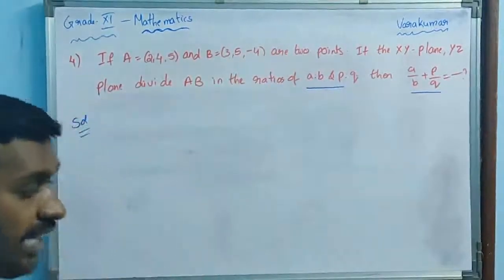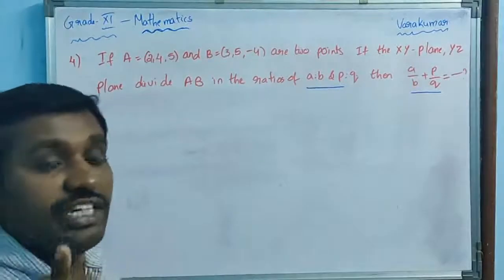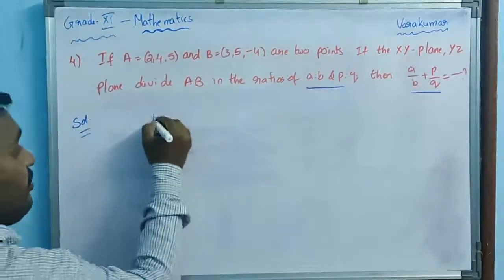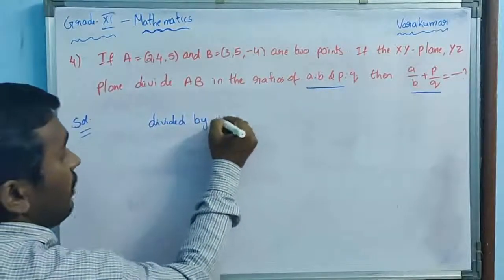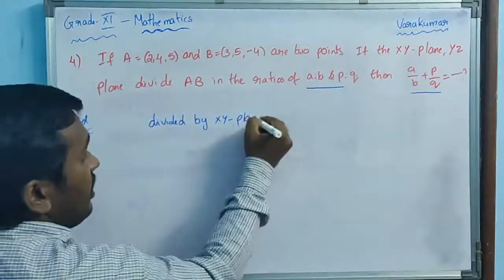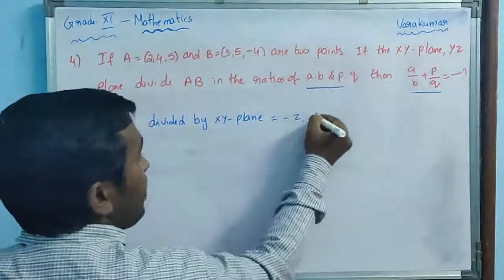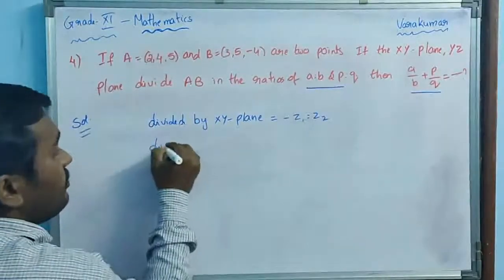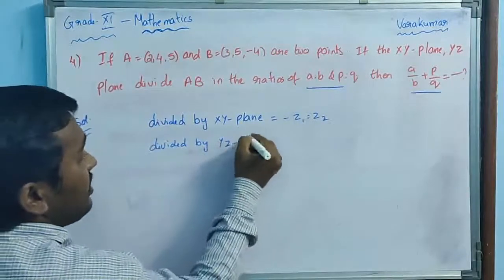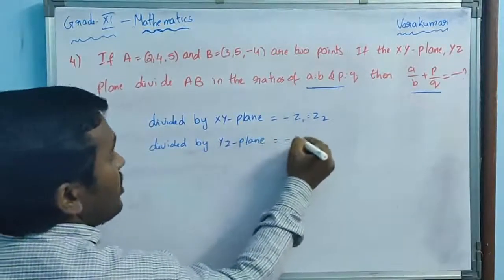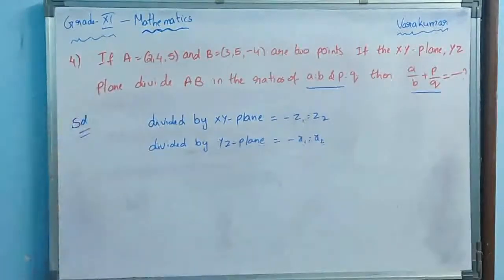See, divided by the xy plane, I said it is minus z1 is to z2. Remember, divided by the xy plane, I said clearly, it says minus z1 is to z2, and divided by the yz plane, it says minus x1 is to x2. I have given clearly these formulas at last. Using these formulas, we can tell the answer very easily. Minus z1 is to z2.